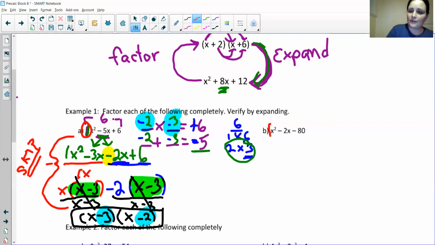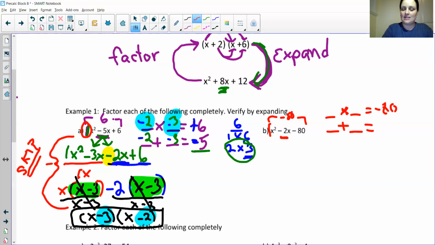All right, so now we're looking for two numbers that are going to multiply to what these two numbers multiply to. So 1 times -80 is -80. And those same two numbers have to have a sum that is the same as the middle term's coefficient.